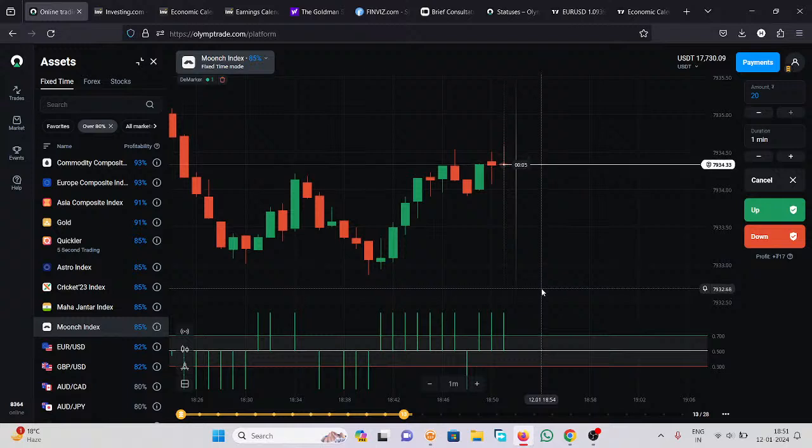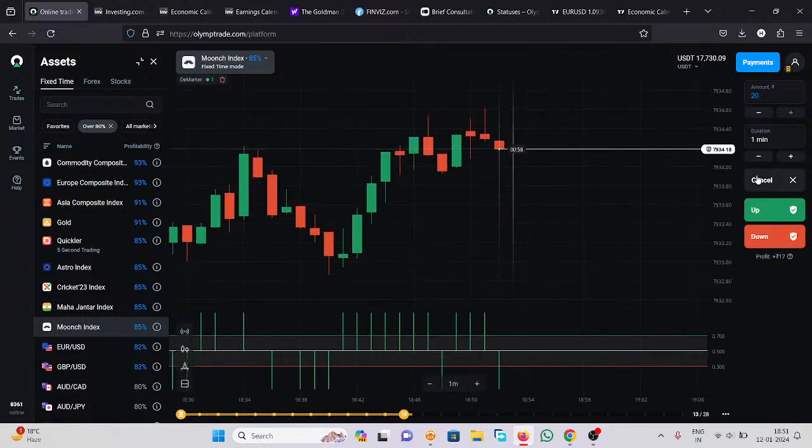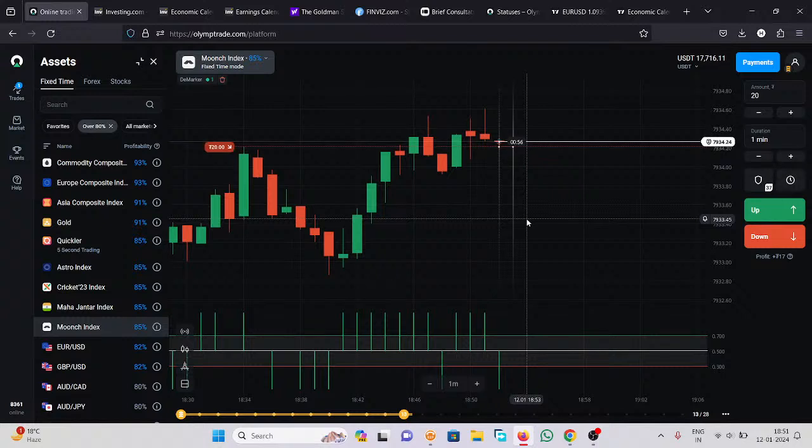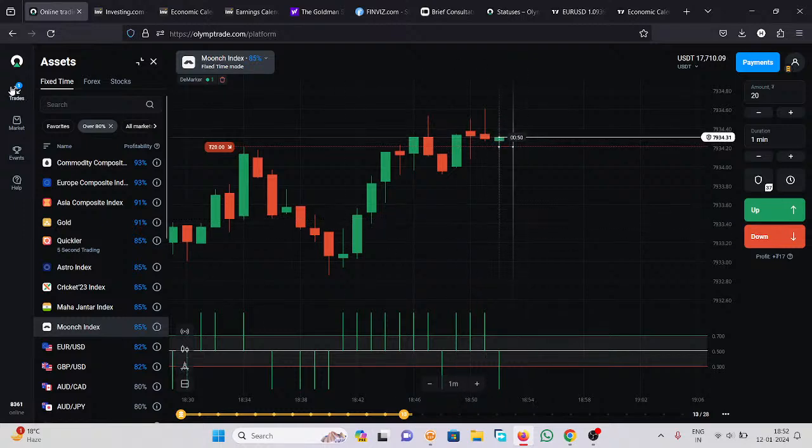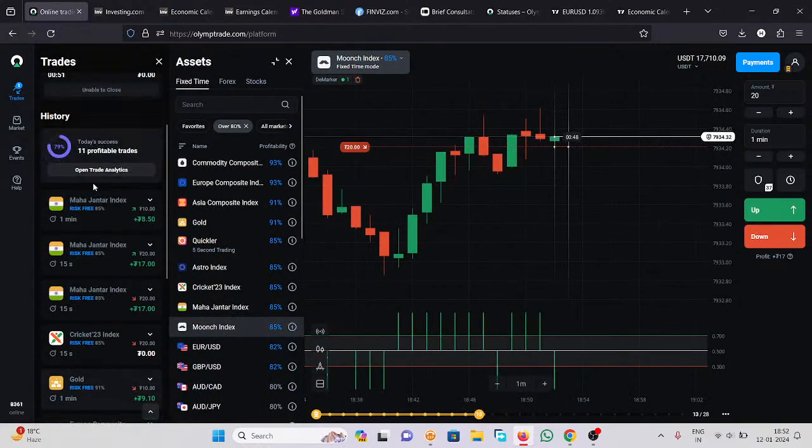However, if you get an unsuccessful trade of $10, then make your next trade with the double amount, $20. Open the trade with $20. If your $20 trade is going to be positive, then what happens? Then you will have a chance to recover your $10 as well as you will have a chance to make a profit, just like that.